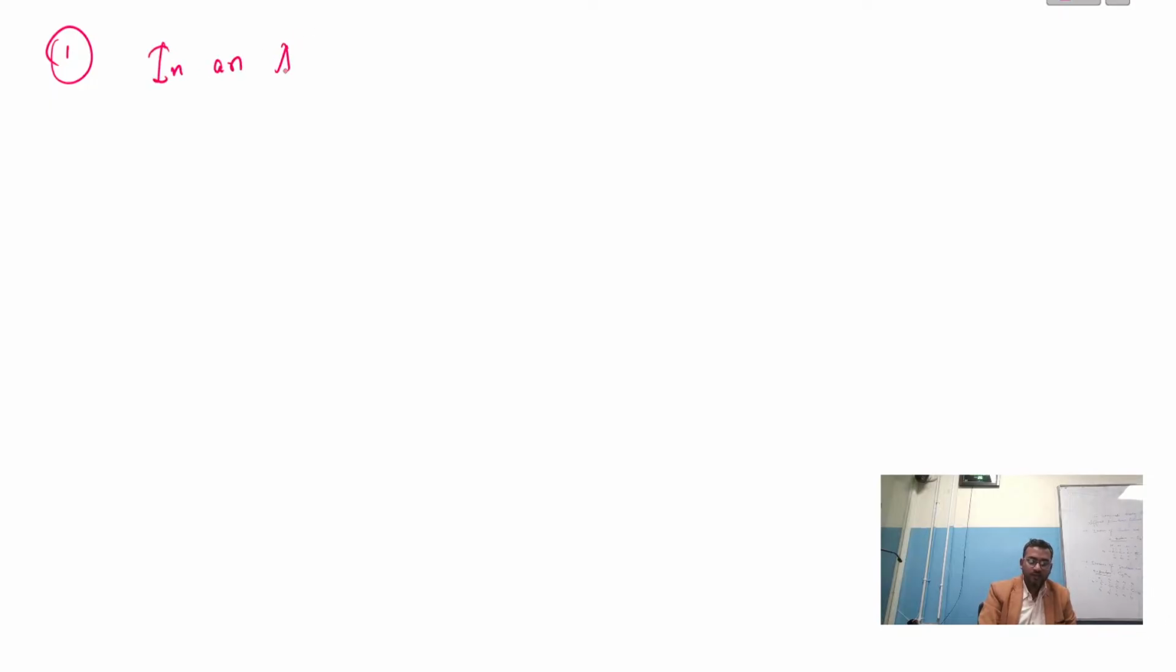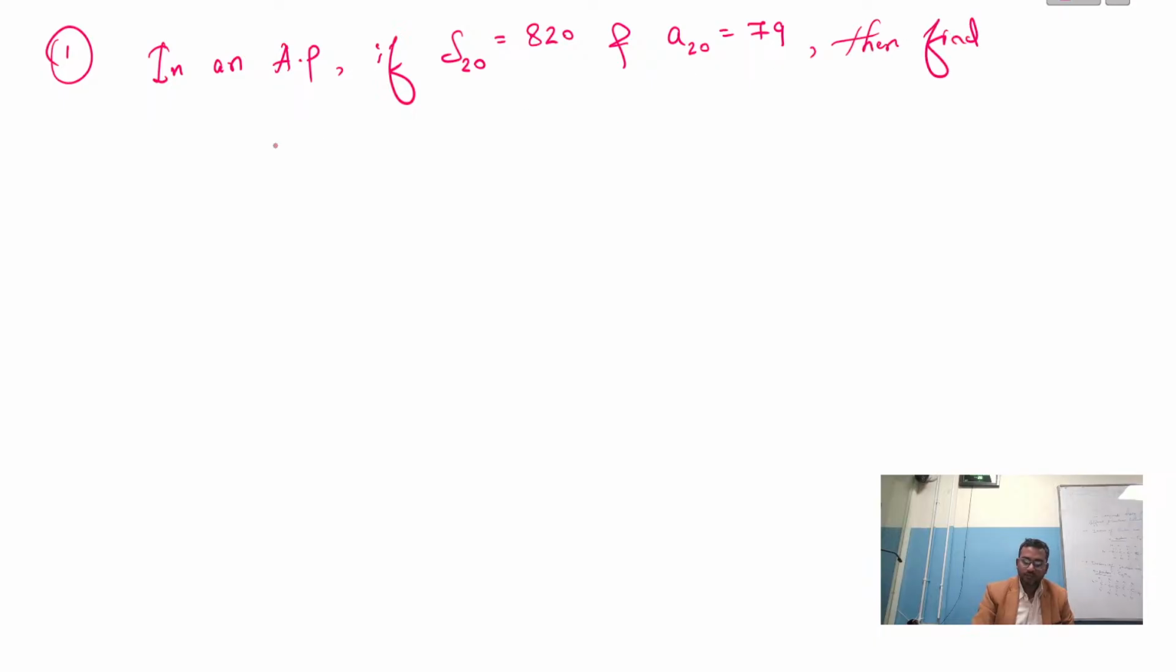In an arithmetic progression, if S20 is equal to 820 and the 20th term is equal to 79, then find its first term. How to find the solution for this problem?